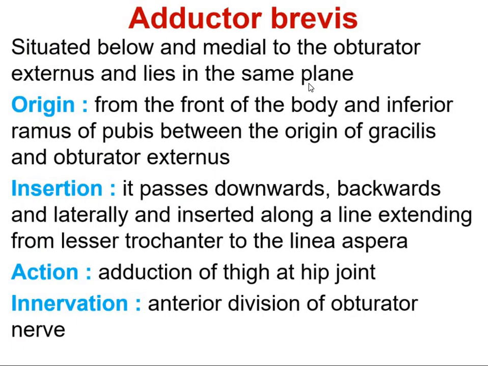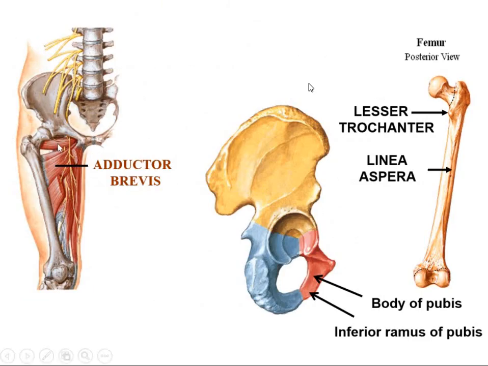Then we have the second muscle of the intermediate plane, your adductor brevis. Brevis means small. So it is a small muscle in comparison to the adductor longus muscle. It is situated below and medial to the obturator externus and lies in the same plane. So if you see, it was your obturator externus and then beneath that we have this adductor brevis muscle.